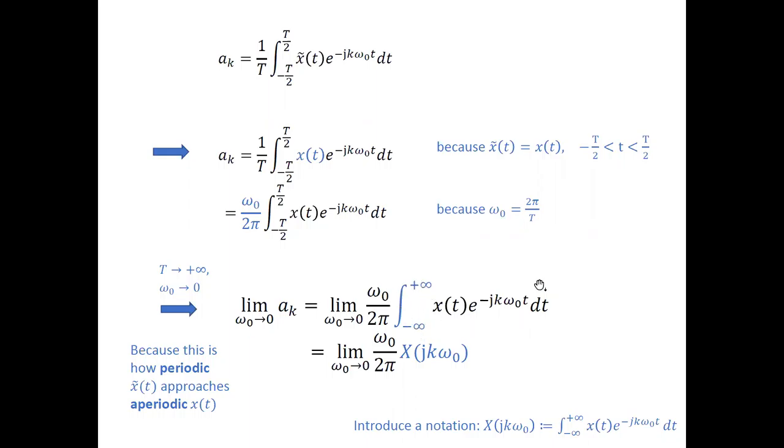And this term, the infinite integral of x of t exponential minus jk omega 0 t dt, after taking the integral, time t does not affect the result. The result only depends on k and omega 0. So we denote it by X of jk omega 0. Here we just introduce a notation, capital X of jk omega 0, for our convenience. And this notation is defined here.